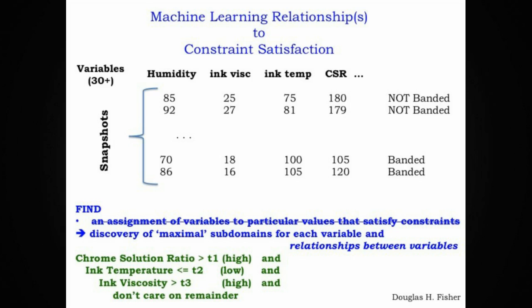You'll notice that none of these constraints, chrome solution ratio greater than T1, ink temperature less than or equal to T2, none of these constraints represents relationships between variables per se. A constraint that would represent, say, a relationship between variables might be something like the ink viscosity in printing unit 1 must be roughly the same as ink viscosity in printing unit 2. That could be an example of a relationship between variables that would represent a more complex constraint, and frankly a kind of constraint that makes constraint satisfaction problems more interesting.